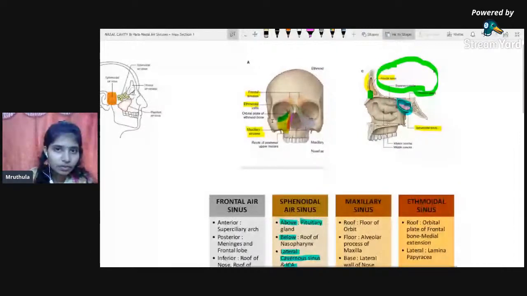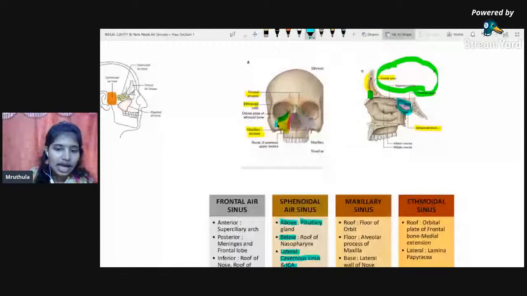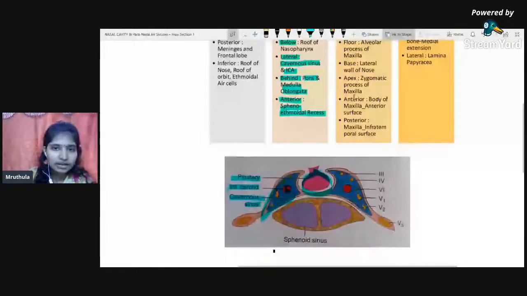Here is the zygomatic process. What is the zygomatic process? Zygomatic bone is the cheekbone. Okay, I'm showing that in blue color here. So this is going to be the apex. And what is left out? We have to see the anterior and the posterior relations.